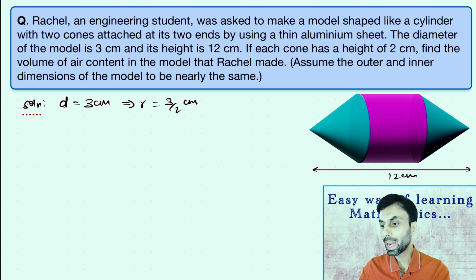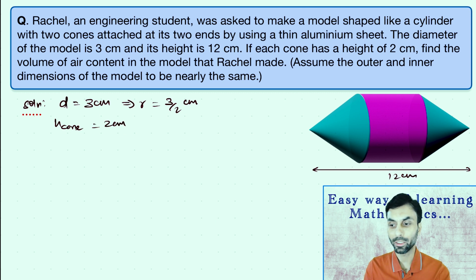If each cone has a height of 2 centimeter, so in this case, the height of cone is 2 centimeter. Find the volume of air contained in the model that Rachel made. Assume the outer and the inner dimension of the model to be nearly the same. As here the height of the cone is given, we can find out the height of cylinder.